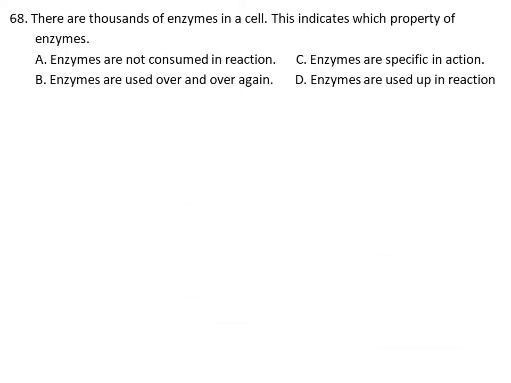Question number 68. There are thousands of enzymes in a cell. This indicates which property of an enzyme? A. Enzymes are not consumed in reaction. B. Enzymes are used over and over again. C. Enzymes are specific in reaction. D. Enzymes are used up in reaction. So the answer should be C. Enzymes are specific in reaction.